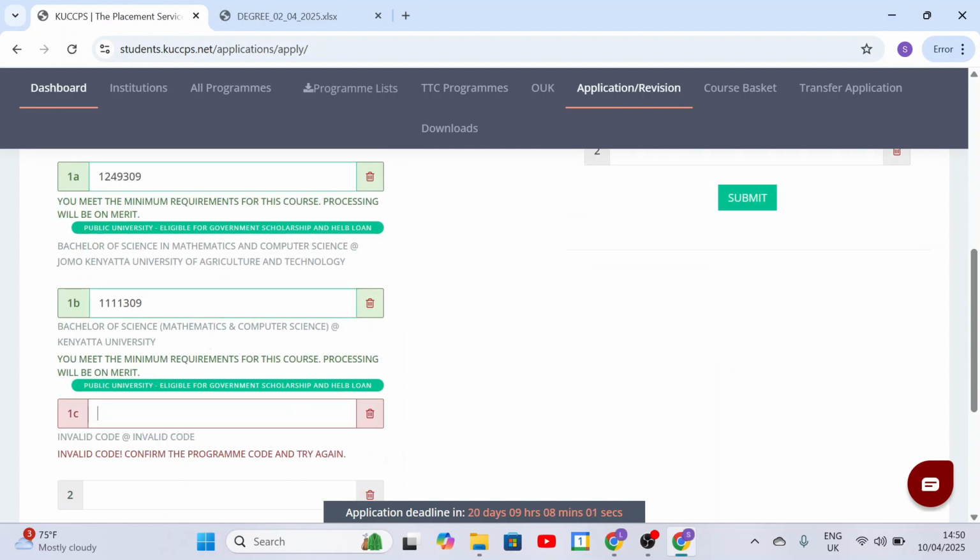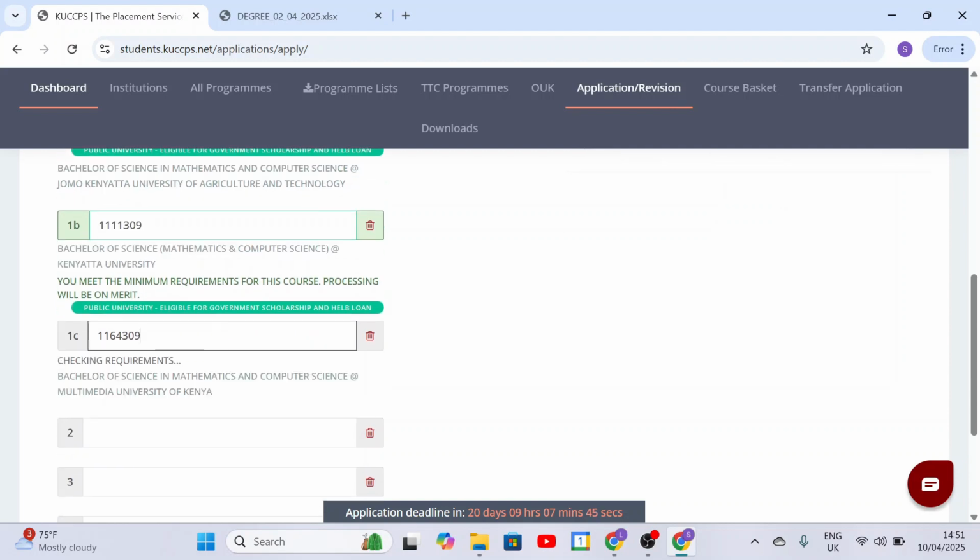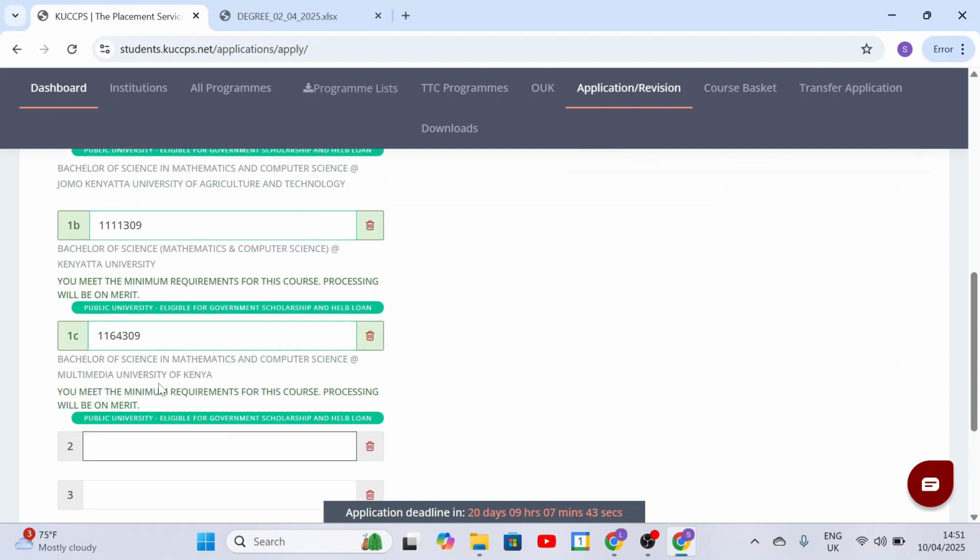Let's see. These are the courses we have. This code 11643. Now that one is the code for Multimedia University. Then the code for this course is 09. You see, as I told you, Multimedia University. That is the course I want to pick.